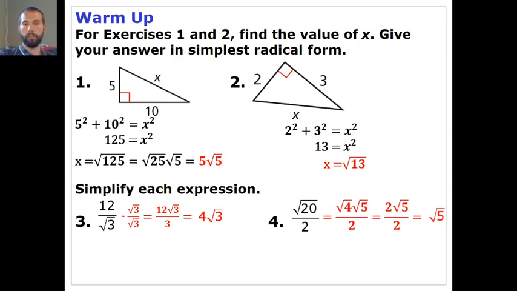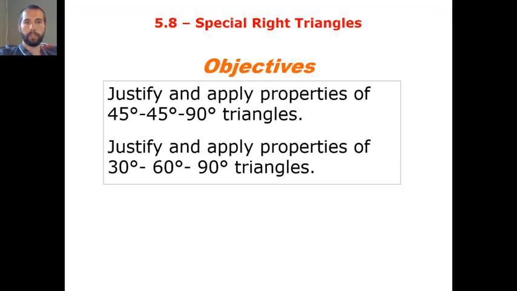All right, so that's just a little refresher on some of the topics, and we're going to be using those throughout this lesson. All right, so the objectives for today: justify and apply properties of 45-45-90 triangles and 30-60-90 triangles. So those are our two special right triangles.